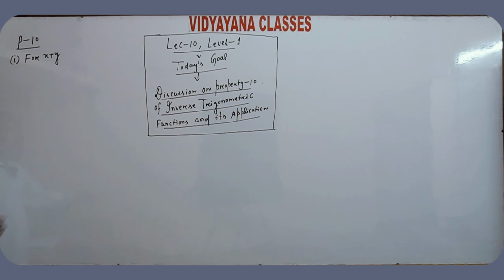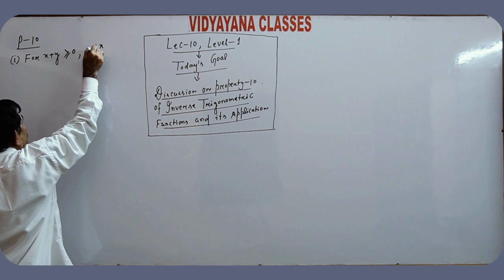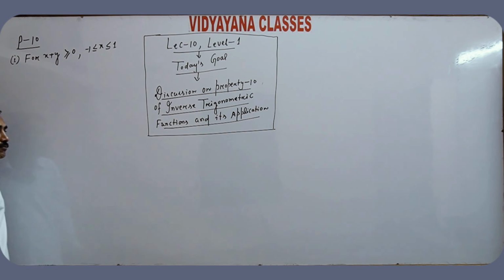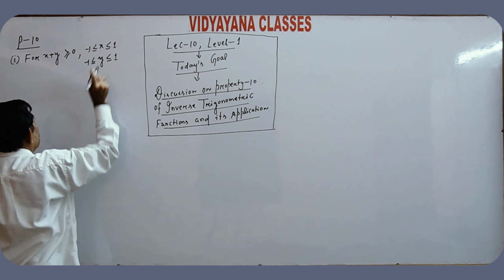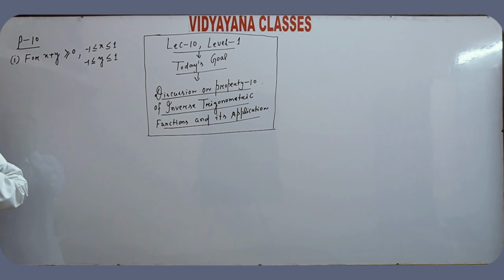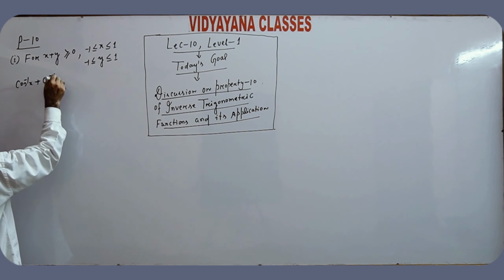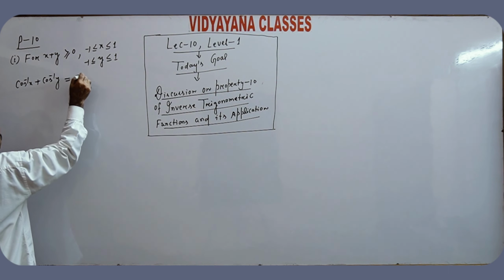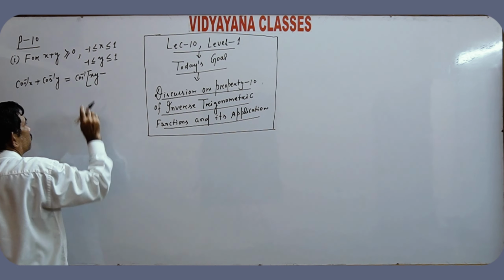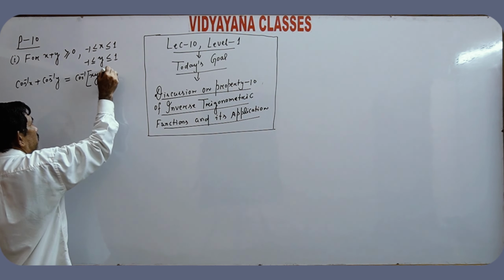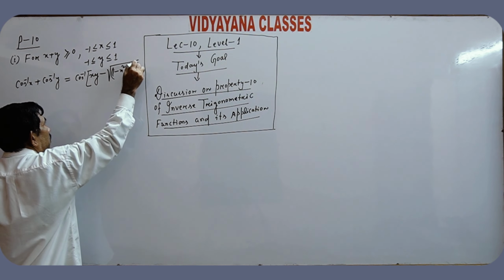For x plus y greater than or equal to 0, where x is greater than or equal to minus 1 and less than or equal to plus 1, and y is greater than or equal to minus 1 and less than or equal to plus 1, cos inverse x plus cos inverse y is equal to cos inverse of xy minus square root of 1 minus x square into 1 minus y square.